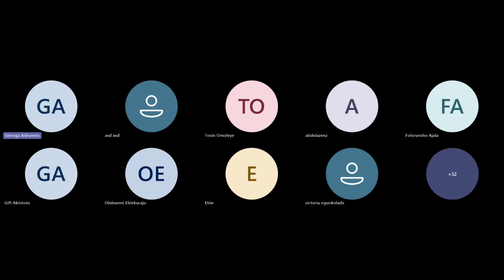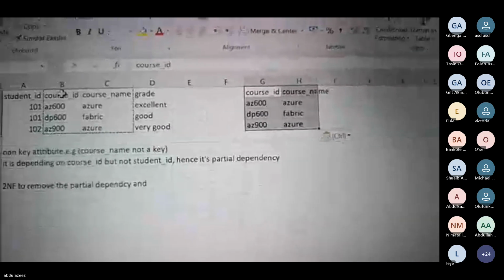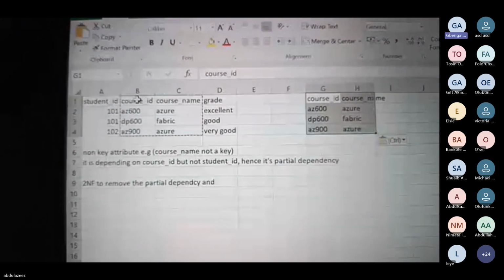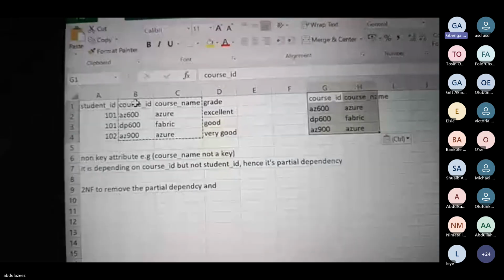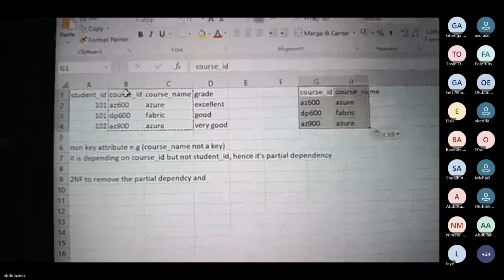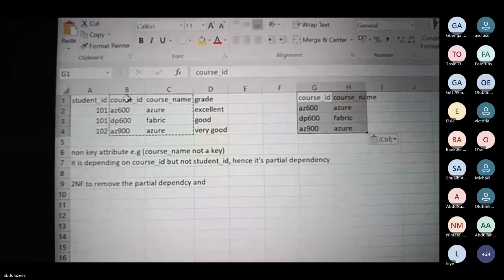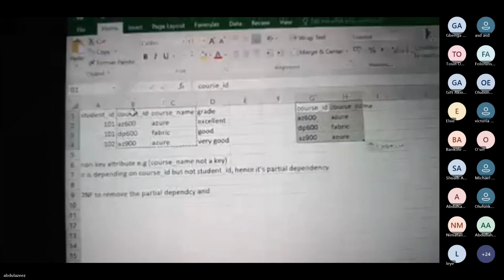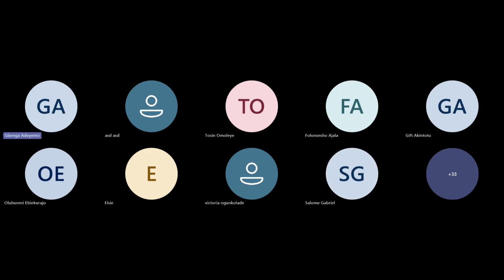Break it down to 2NF. It should be simple now. You're not using your laptop to join the class. I still need some time, sir.